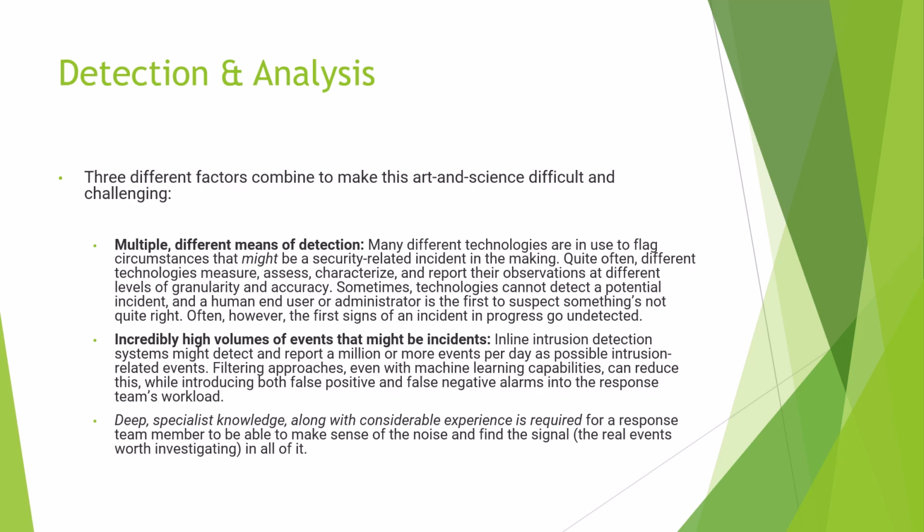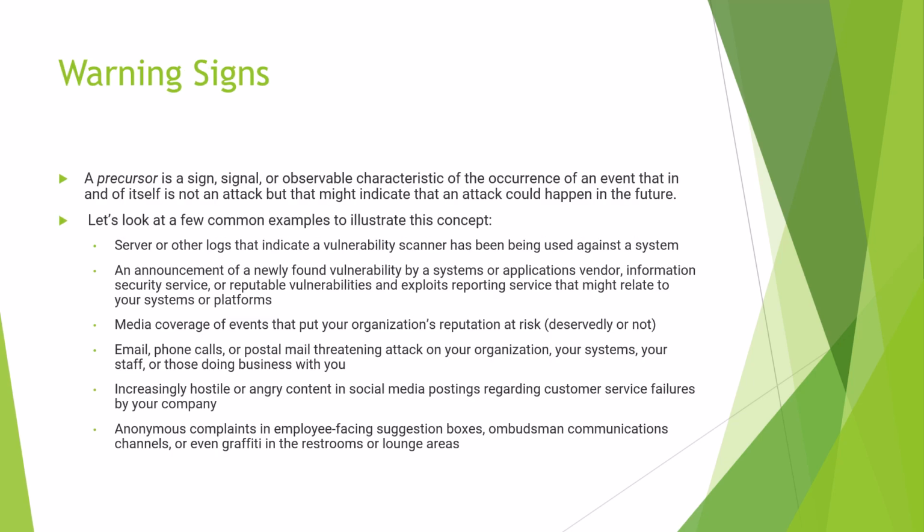Part of that is going to be warning signs. Warning signs are a precursor, or a sign, essentially a signal, some type of observable characteristic of an occurrence. It itself is not the attack, but it's something that you can tell is leading up to it. For example, when you are standing outside and you can smell the rain, but it's not raining yet, that's a precursor. You know it's going to happen, it just hasn't happened yet.